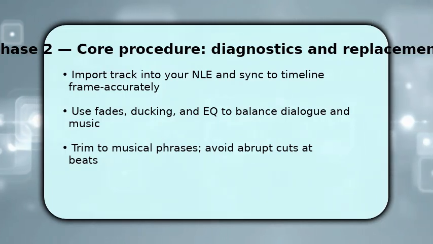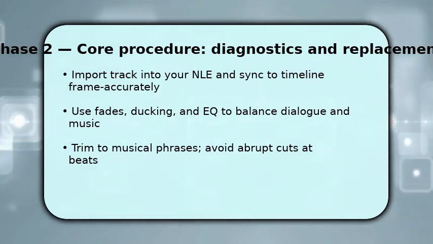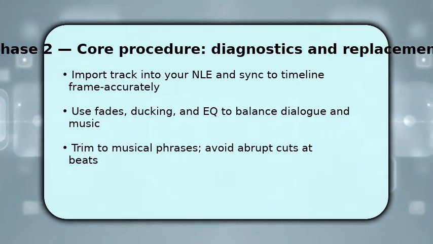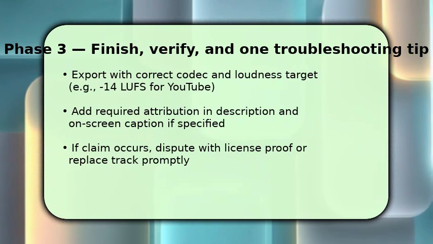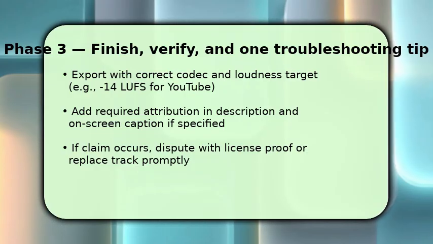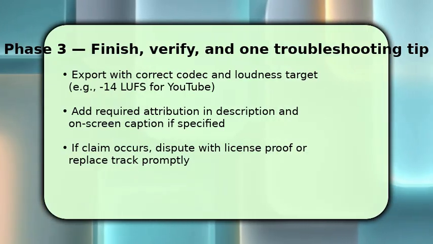If the music still overpowers speech, reduce overall gain in 1 dB increments until you hear both clearly without distortion. You render the final video using recommended codecs and set loudness to YouTube standards. Aim for about -14 LUFS to avoid auto-normalization.